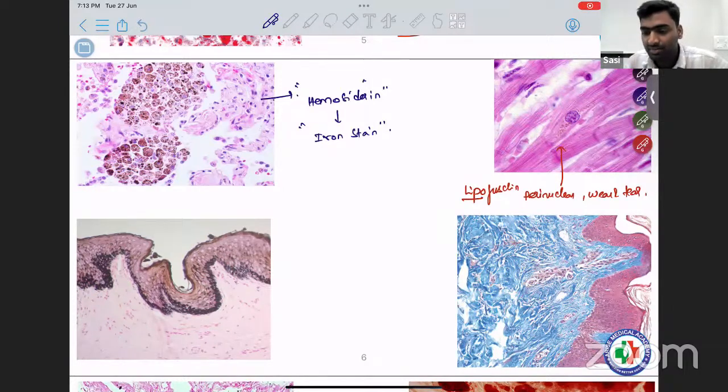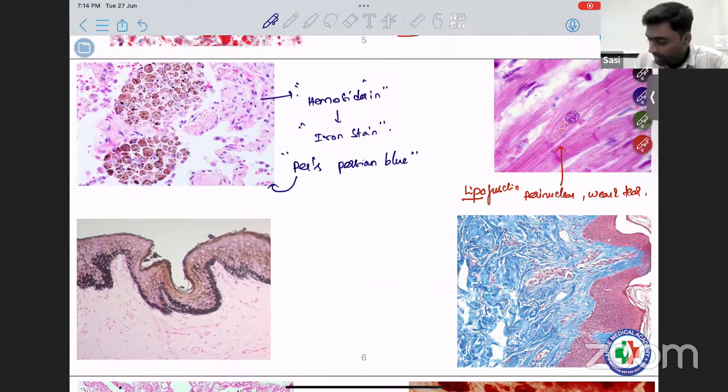Yeah, that's correct. That is the Perls' Prussian blue. Remember, this is not the Perls' Prussian blue stain. This is the normal hematoxylin and eosin stain. Whereas in the case of Perls' Prussian blue stain, this iron will be stained blue. Okay, just remember that thing.